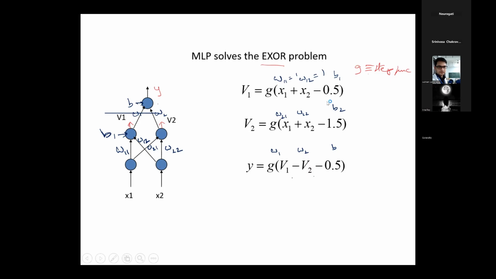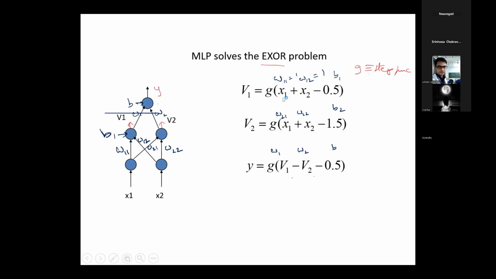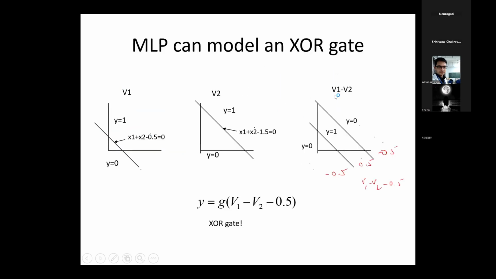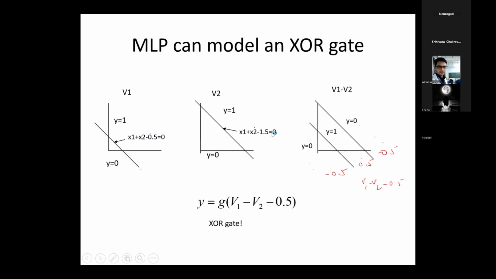So V1 is G of X1 plus X2 minus 0.5. This means the decision boundary between 1 and minus 1 is somewhere here. That line is given by X1 plus X2 minus 0.5. In case of V2, the decision boundary is given by this argument equal to 0, that's X1 plus X2 minus 1.5 is equal to 0. That gives you a line which is slightly more elevated.